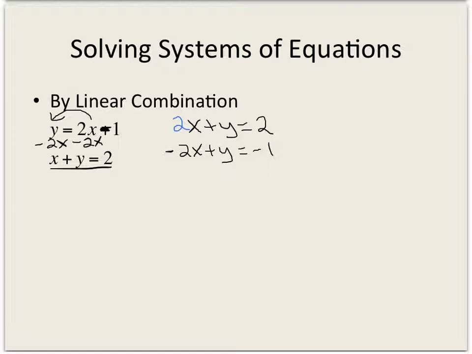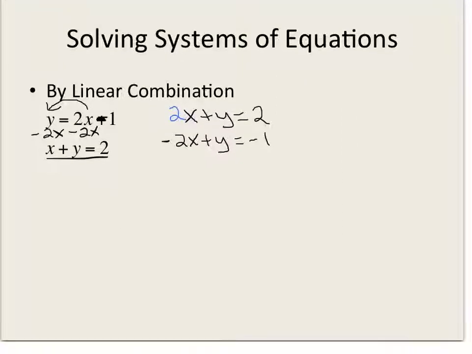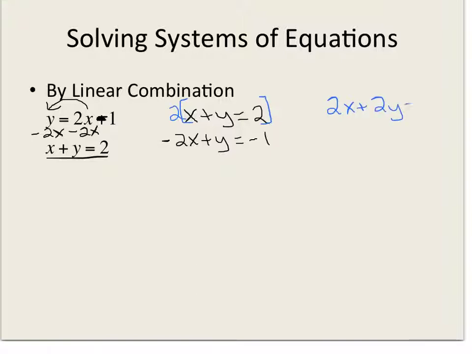What I can do is I can multiply the whole line by 2. Because if I multiply 2 on both sides, I'm not changing the value of the line, just the way it looks. So I get 2x plus 2y equals 4. And the bottom line stays the same. And now I can combine my lines together. So I'm going to add these two lines together.